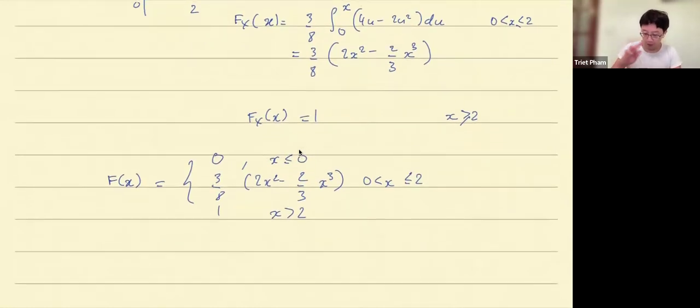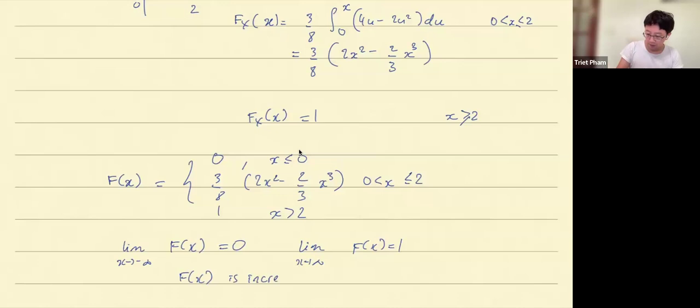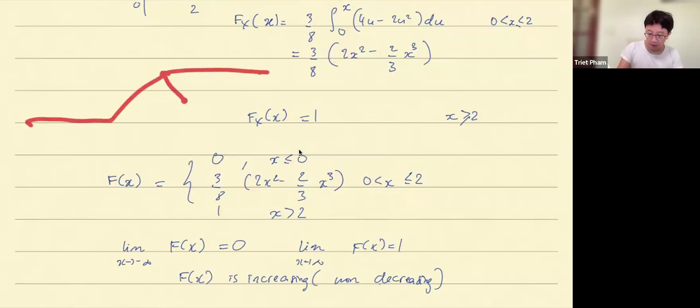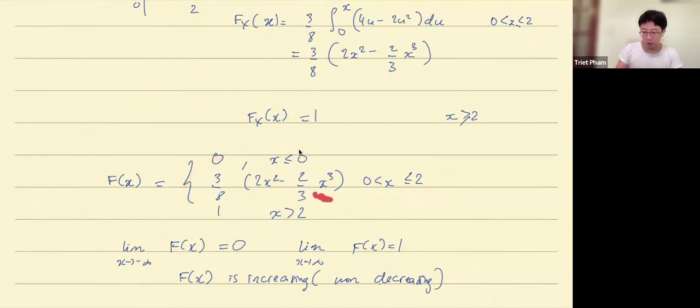So let's recap one more time, and we'll be done. The easy properties: the limit as x goes to minus infinity is 0, and the limit as x goes to infinity is 1. One more thing I forgot to tell you is that it's going to be increasing, or more properly, non-decreasing. Basically, it can be constant, but it can only go up. It can never go down. And of course, at any point, if you differentiate, you should get back the PDF.